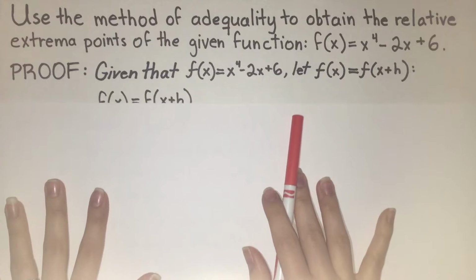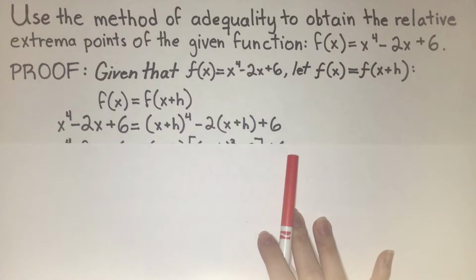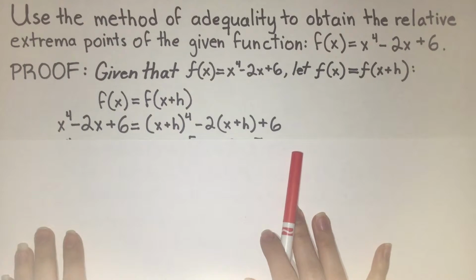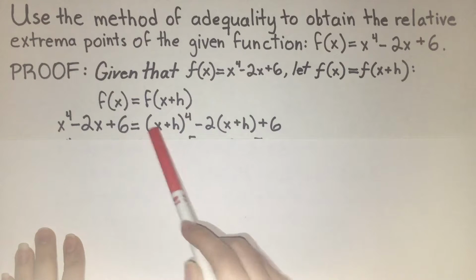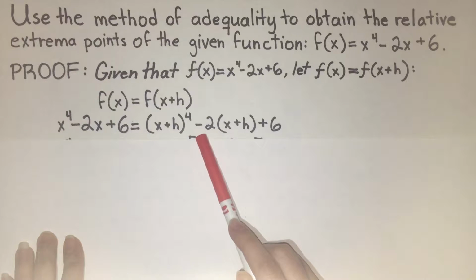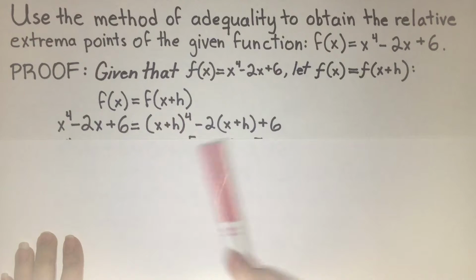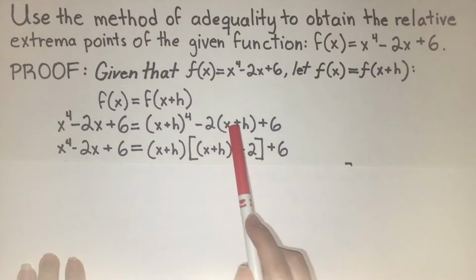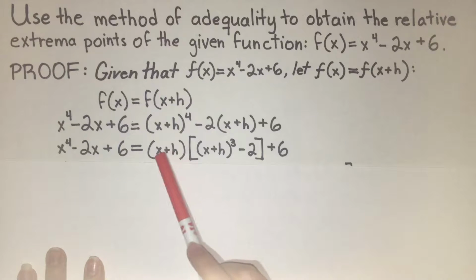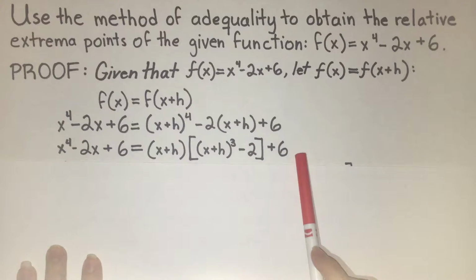So here we start by stating the given, and we start plugging in the function: x to the fourth minus 2x plus 6 is equal to x plus h to the fourth minus 2 times x plus h plus 6. Okay, so we have to distribute. First we can take out the x plus h, and that gives us x plus h times x plus h to the third minus 2 plus 6.